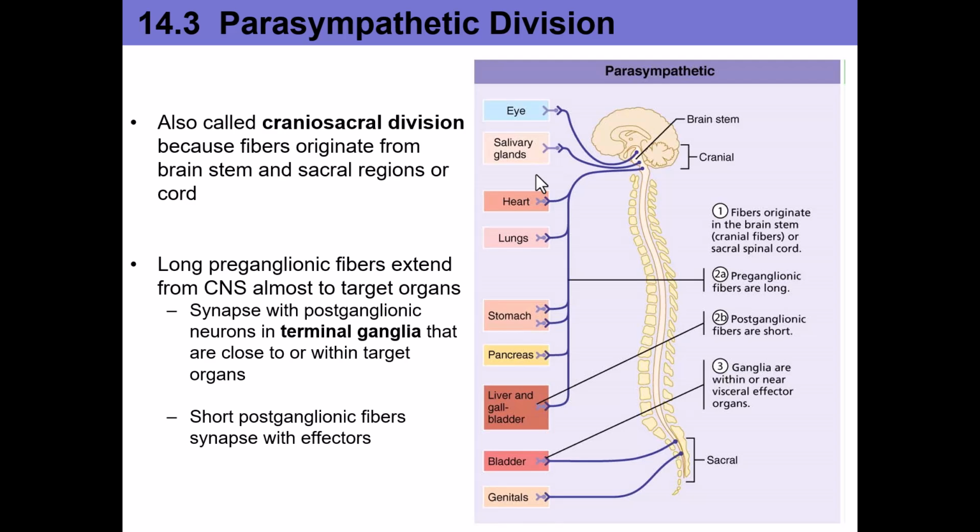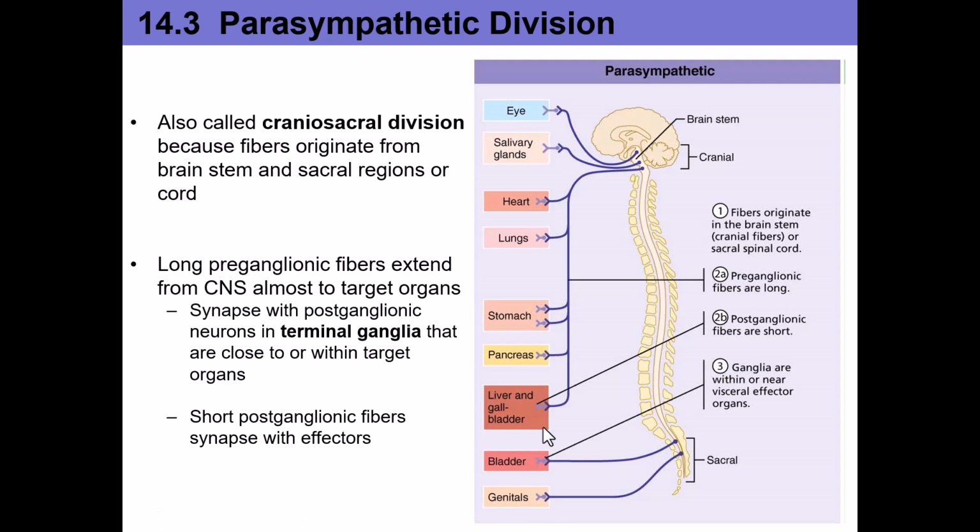meaning what are the effects on the target organs. Let's look at the parasympathetic division in a little more detail. So we said that not only do the preganglionic neurons originate from the cranial region here, brainstem, and the sacral region of the spinal cord, but these preganglionic neurons are very long, and therefore the ganglia, where they meet with the postganglionic neurons, are very close to the target organs.